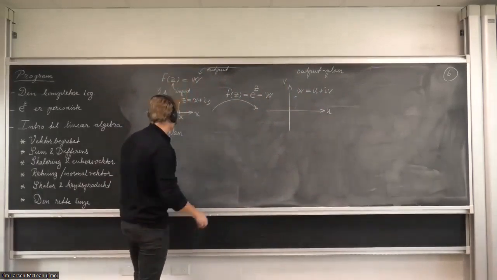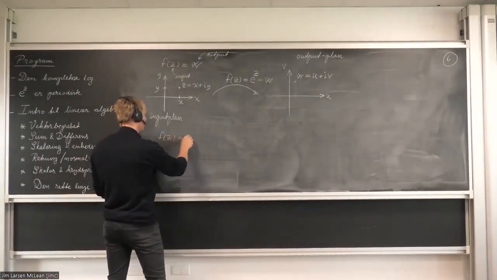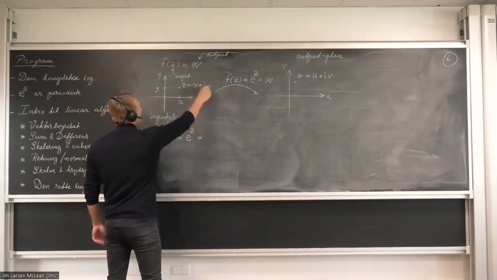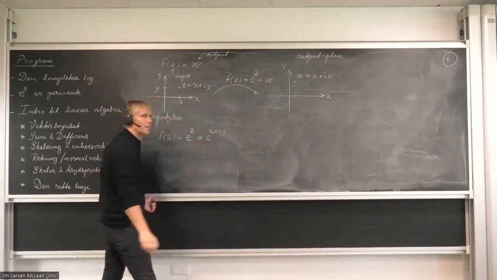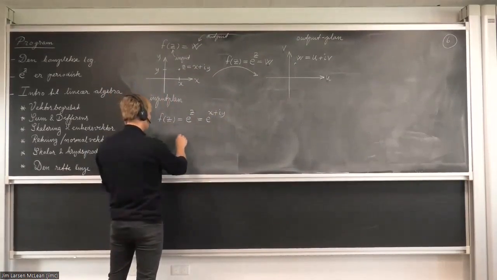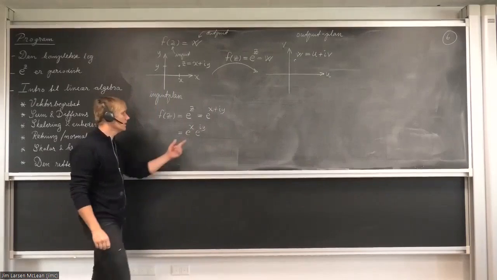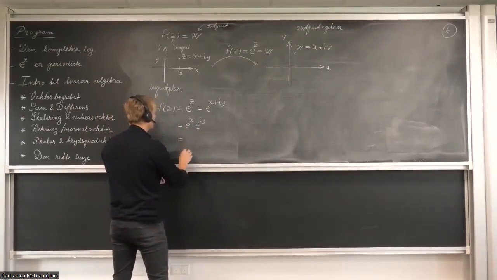So let's see how that happens. What does f of z yield? If it corresponds to e raised to the power of z, what does that give us? Well, remember z was x plus i times y, so this must yield e raised to the power of x plus i y. We can rewrite this using the rules of exponents as e raised to the power of x times e raised to the power of i times y. And this right here is a complex number w.